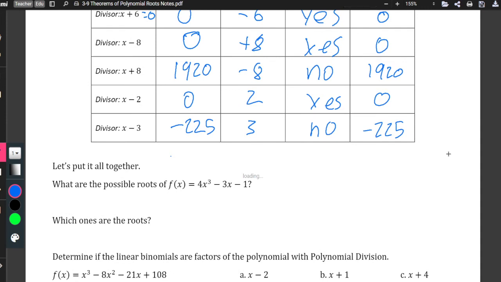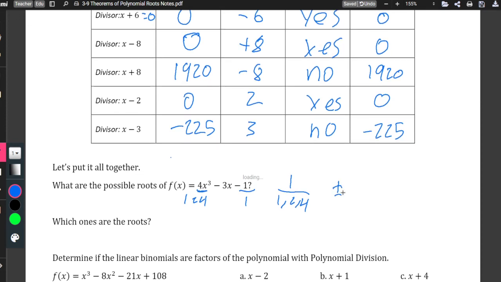So next, we're going to start putting all this together. We're going to first find what the roots for this function are. Just like before, we'll take our possible factors. Possible factors for 1 is just 1. Factors of 4 are 1, 2, and 4. So all of our possible roots are plus or minus 1, plus or minus 1/2, or plus or minus 1/4.